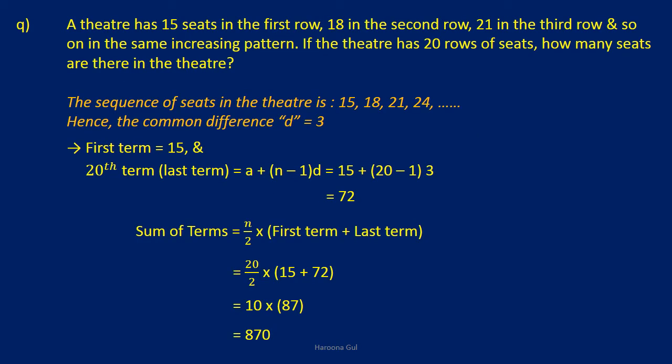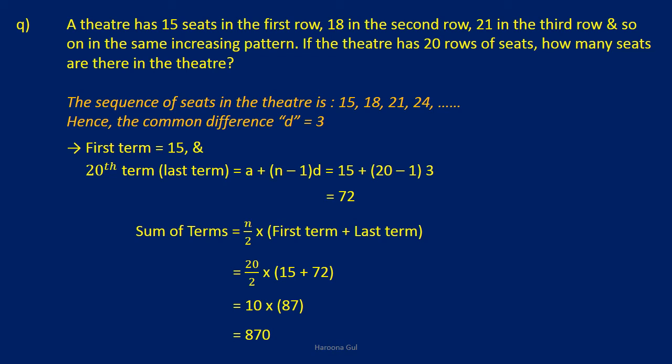Okay, we will conclude this lesson with a very interesting question for which you are required to find the nth term as well as the sum of terms. The question says that a theatre has 15 seats in the first row, 18 in the second row, 21 in the third row, and so on in the same increasing pattern. If the theatre has 20 rows of seats, how many seats are there in the theatre?